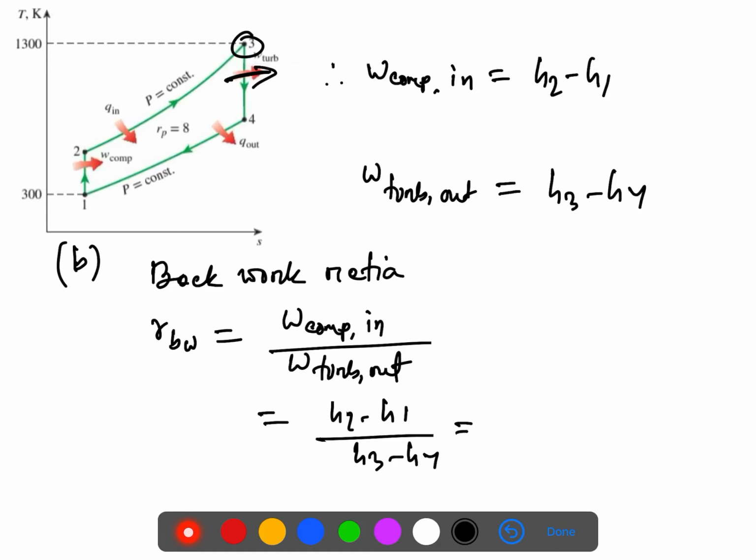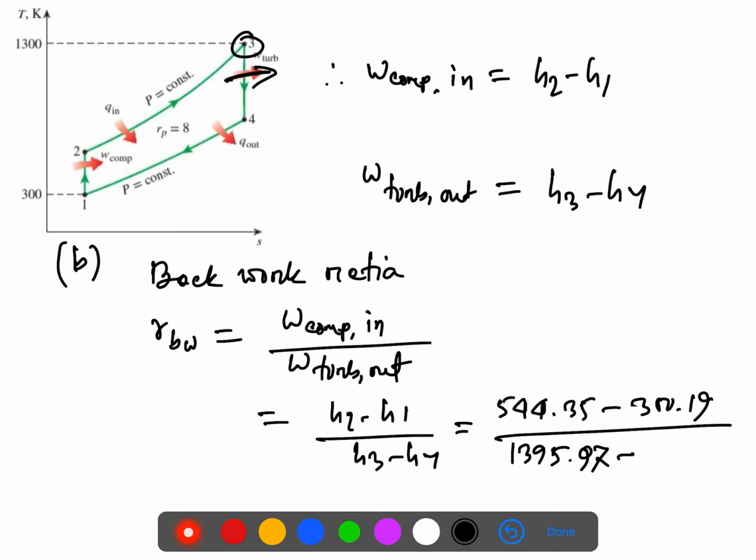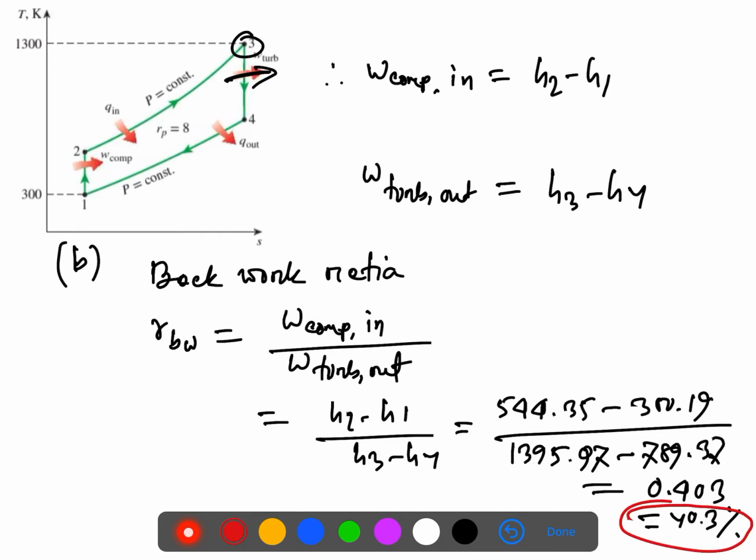So for h1 we know it was 300.19, h2 was 544.35, h3 was 1395.97, and for h4 it was 789.37. So we will get this ratio is 0.403. That means you can say 40.3% of the turbine work output is actually used to drive the compressor. So that's how we will calculate the back work ratio.